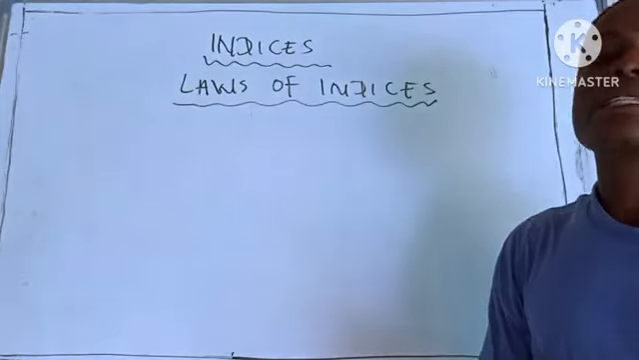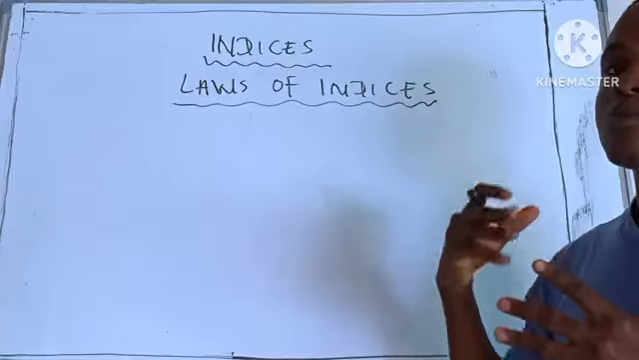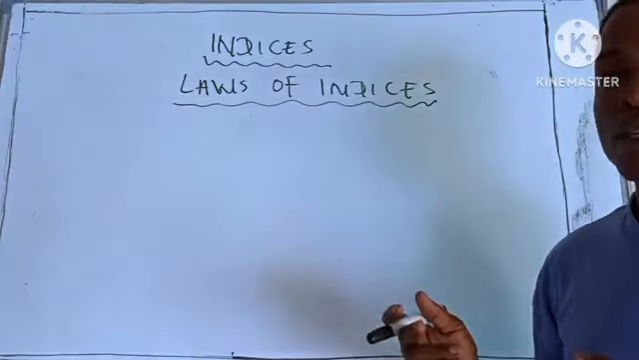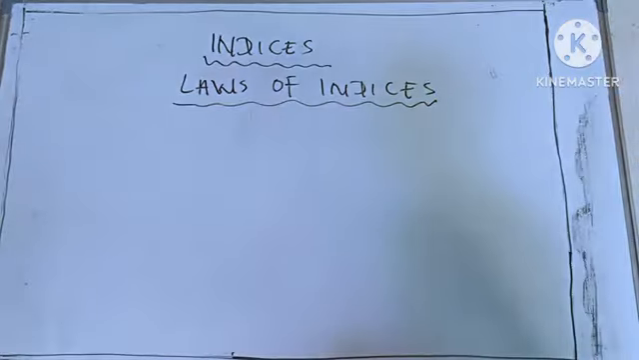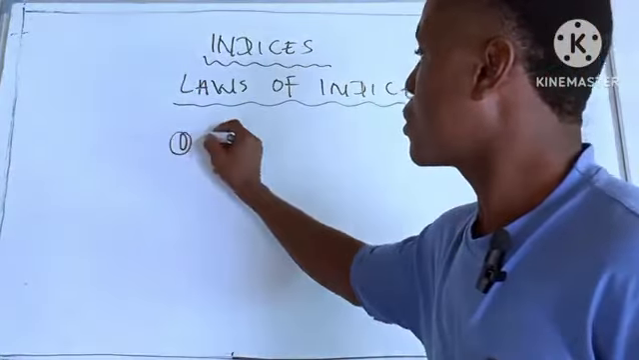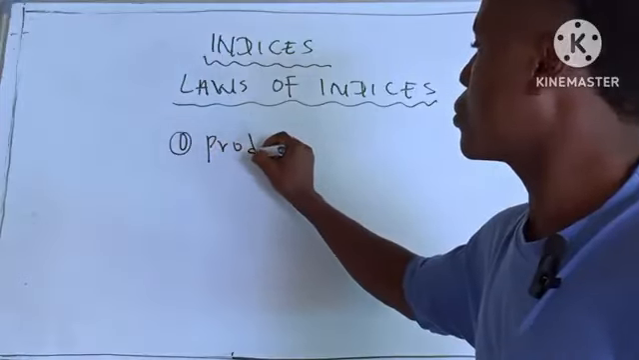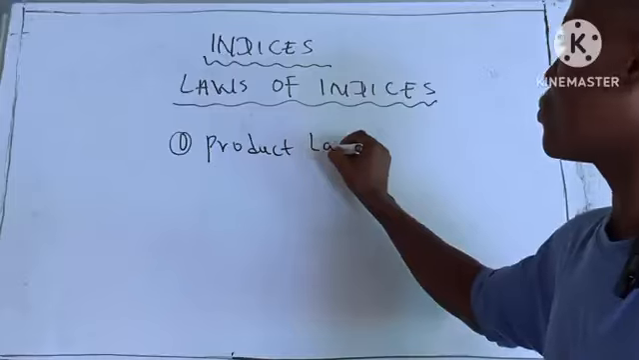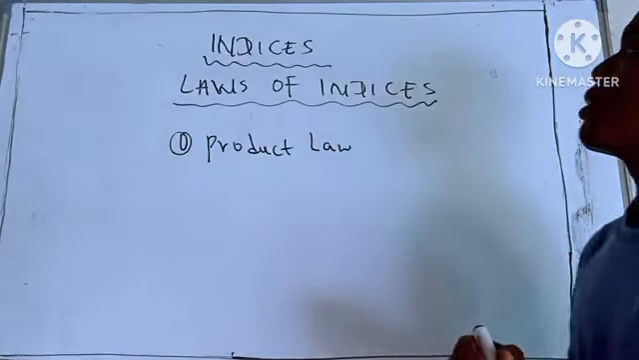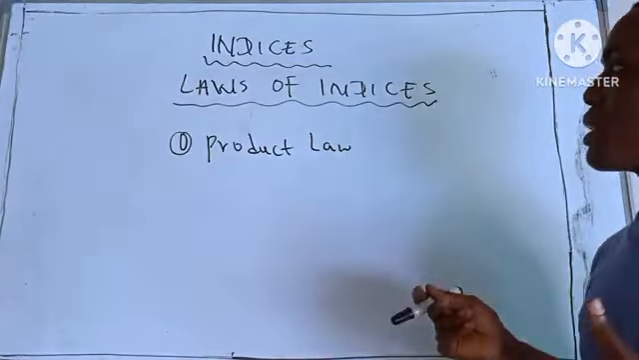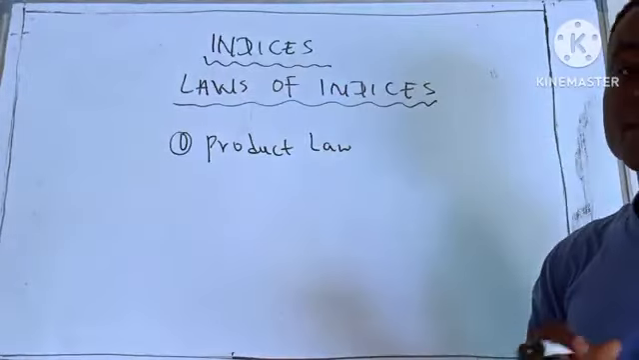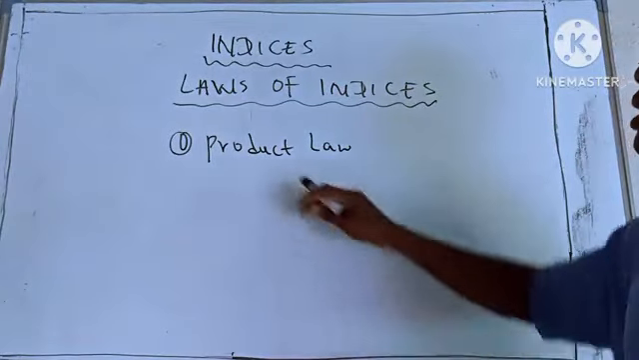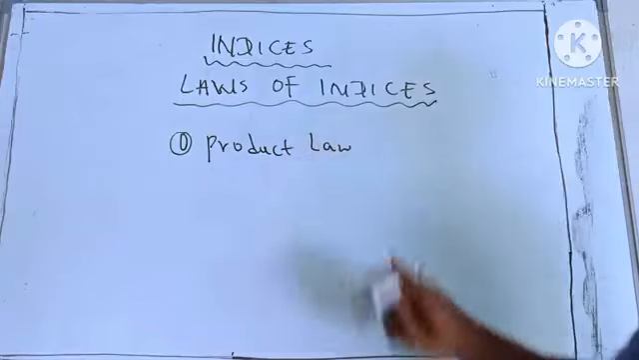Now under indices, you have about 7 to 8 laws of indices, and you have to understand each of the laws. So from the first one, we call it the product law. Please, when I'm teaching, make sure you are with your pen and your book. When I'm teaching, you have to be jotting things, and it's very important. So please take note. Now, the first law is called the product law.